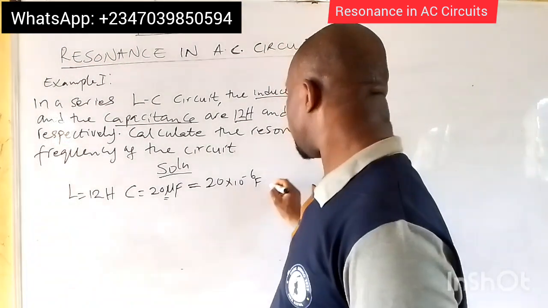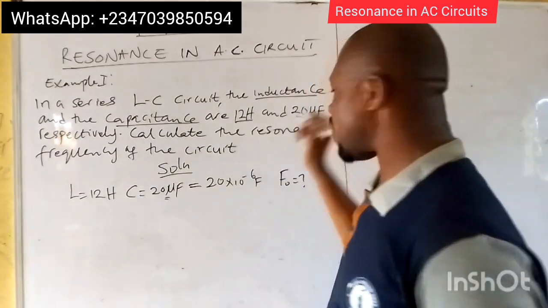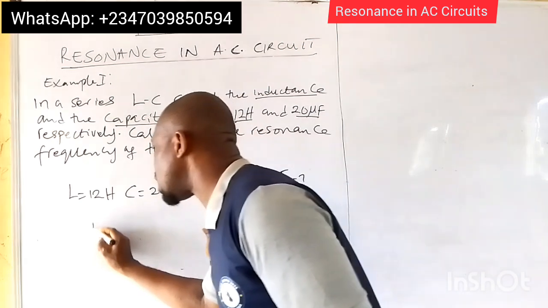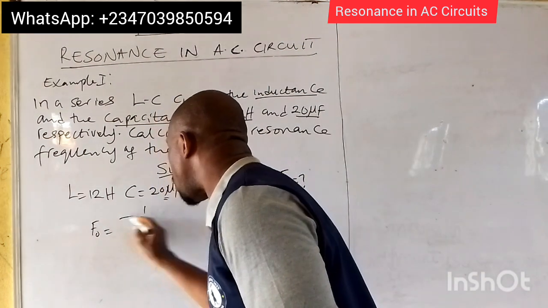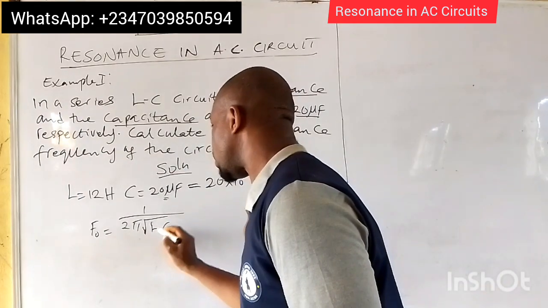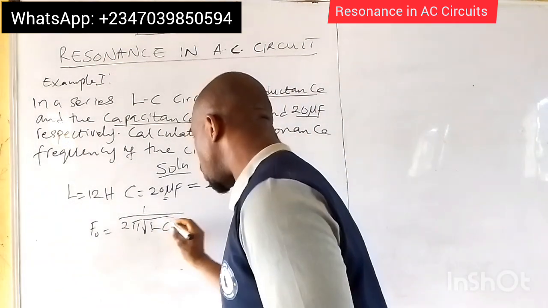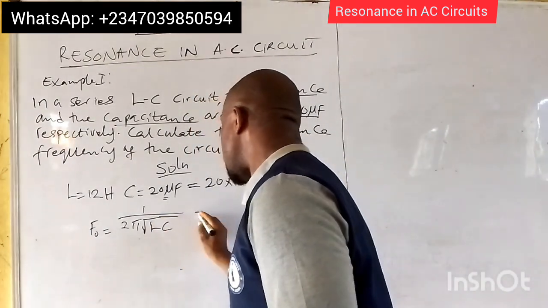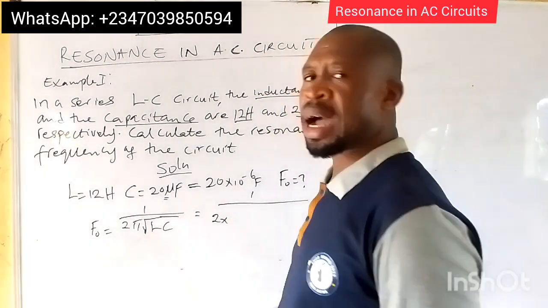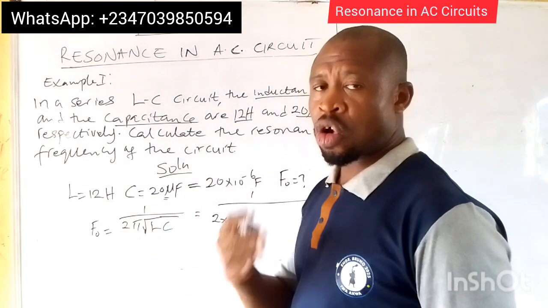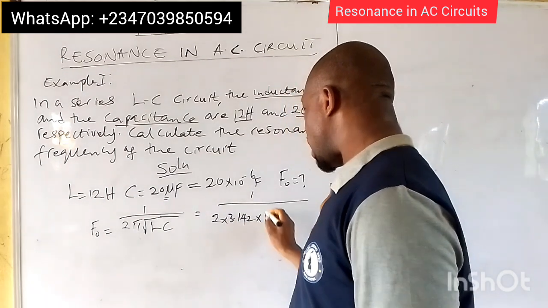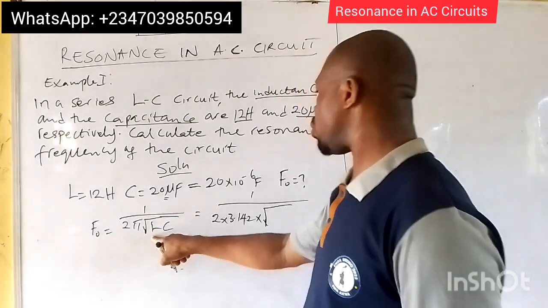Okay, and we are looking for the resonance frequency, F0. Now, we know that resonance frequency F0 is expressed as F0 equals 1 over 2 pi root LC, which will now give us, if we substitute, F0 equals 1 over 2 times pi, which is 22 over 7, or if you divide 22 over 7, it will give you 3.142, multiplied by the square root of L.